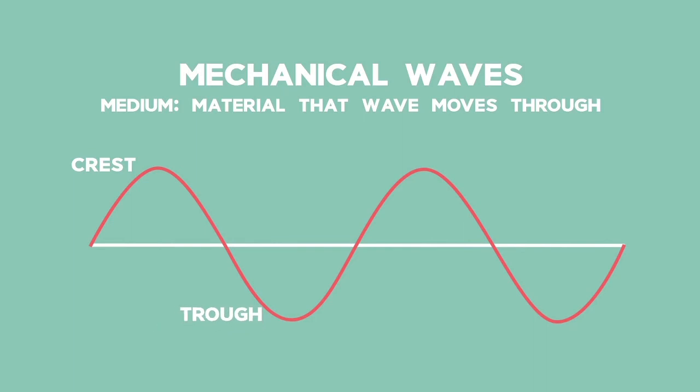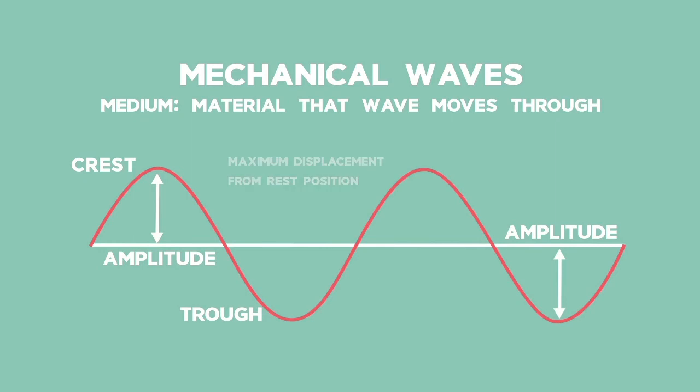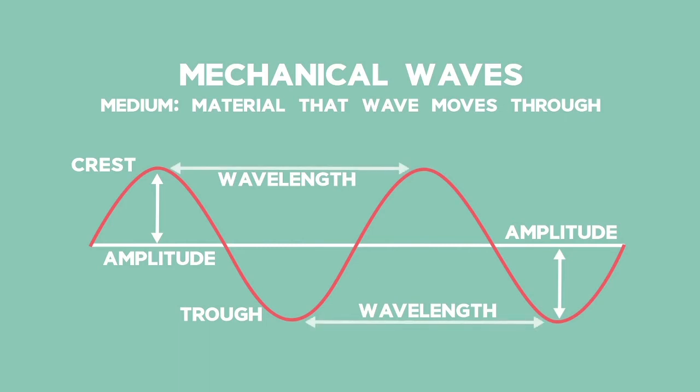We also have amplitude. Amplitude is the maximum displacement from the rest position. It's either to a crest or it can be to a trough. The wavelength is the same as the pulse length, and we define it as the distance between two points in phase. It's the length of a single cycle. They both go up together and will both come down together.